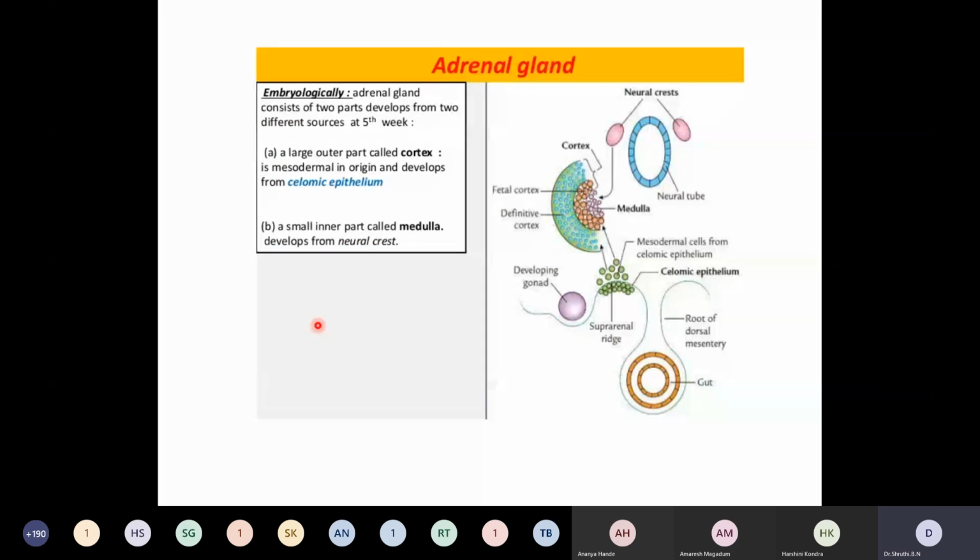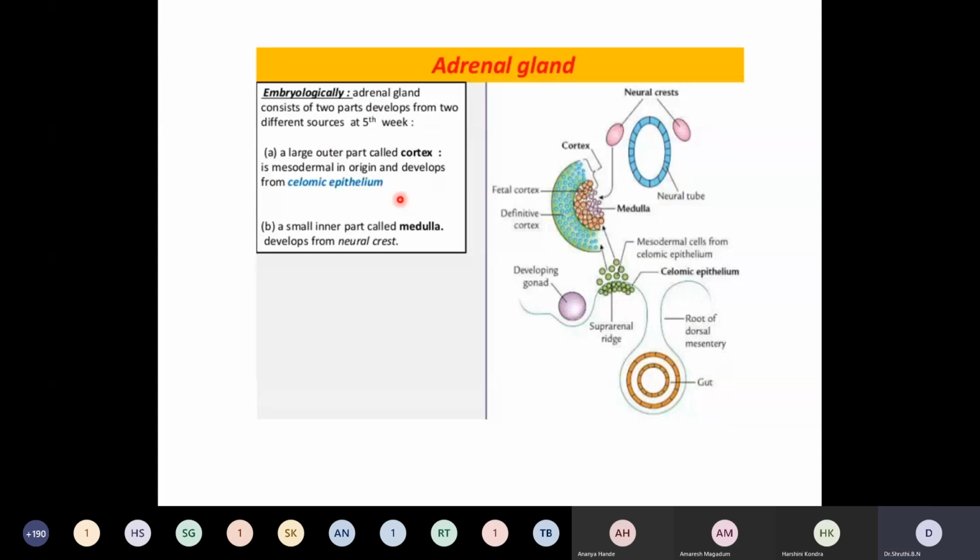Their secretion is called hormones and it is directly poured into the bloodstream. Name a few endocrine glands in the body: pituitary gland, pineal gland, thyroid, parathyroid, adrenal, and the endocrine part of pancreas, testes, ovary, hypothalamus. These are all the endocrine glands. The last topic for today is the adrenal gland.